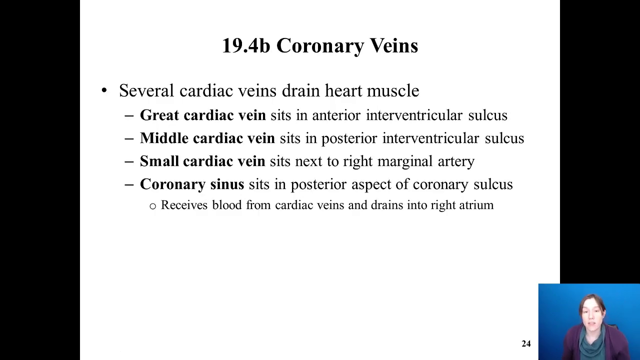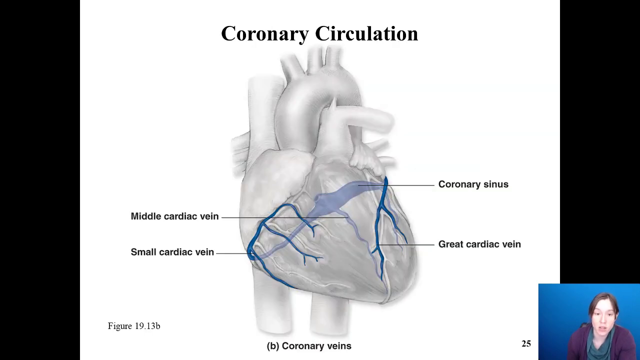There are several cardiac veins that you guys need to know that drain the heart muscle. So we have the great cardiac vein, the middle cardiac vein, and the small cardiac vein. And all of them are going to drain into the coronary sinus, which receives blood from those veins and drains into the right atrium. So if we look here, you can see the great cardiac vein is running down here. Then the middle cardiac vein is going to be in the back, and then the small cardiac vein is going to come here along with that marginal artery.